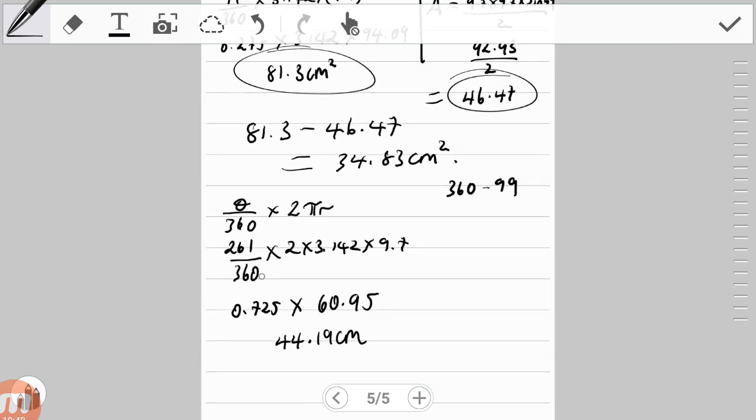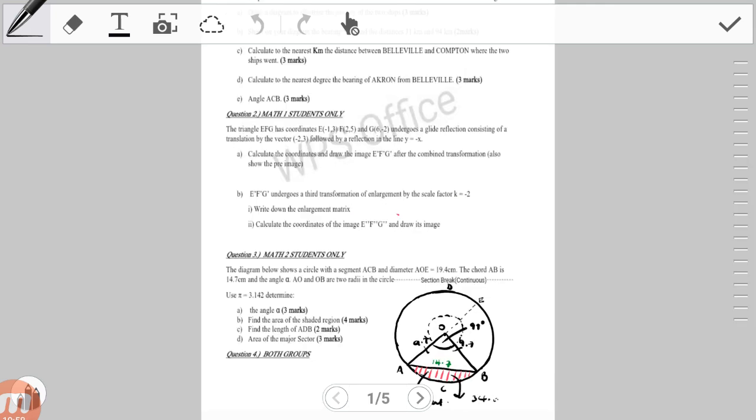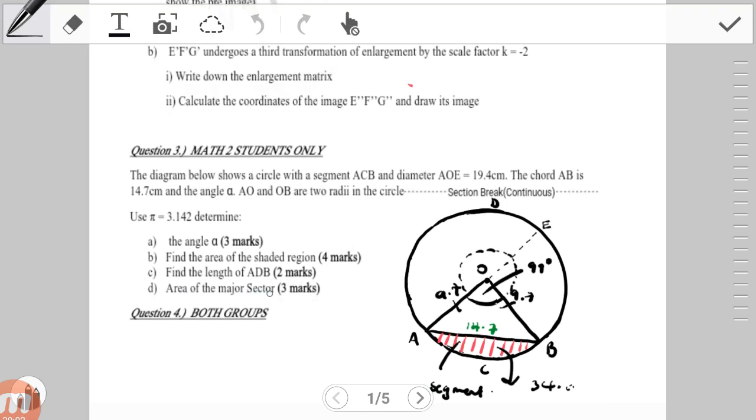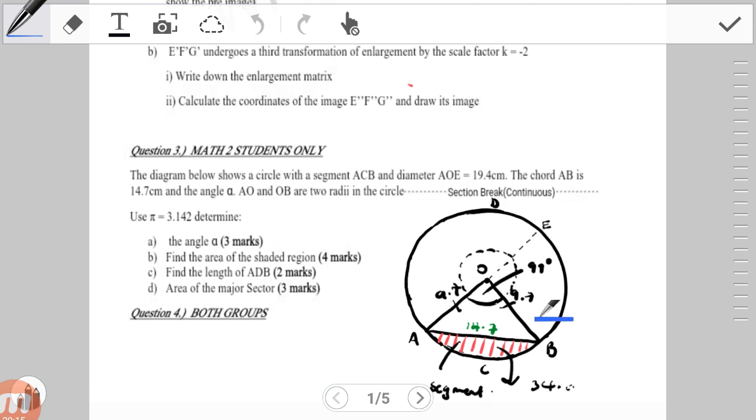So the only error that I expect you guys to make would have been here, the incorrect angle which you would have used. All right, next we're going to be looking at the area of the major sector. The major sector would have been everything here. Let's do the blue. That would have been everything around it. That's the major sector.